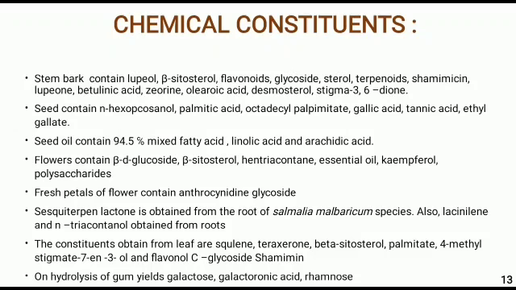Seed oil contains about 94.5% mixed fatty acids, linoleic acid, and arachidic acid. Flowers contain beta-D glucosides, beta-sitosterol, heterocontin, essential oil, kaempferol, polysaccharides. Fresh petals of flowers contain anthocyanic acid. Sesquiterpene lactone is obtained from the roots of Salmalia malabarica species. Also, lacillin and n-triacontanol are obtained from the roots. The constituents obtained from the leaf are squalene, taraxerone, beta-sitosterol, palmitate, 4-methyl stigmast-7-en-3-ol, and flavonol C-glycoside shamimin. On hydrolysis, gum yields galactose, galacturonic acid, and rhamnose.